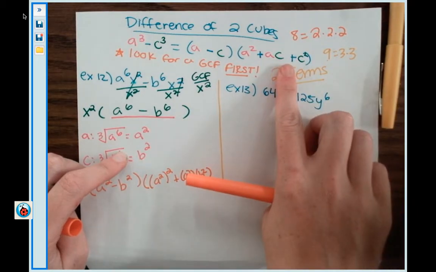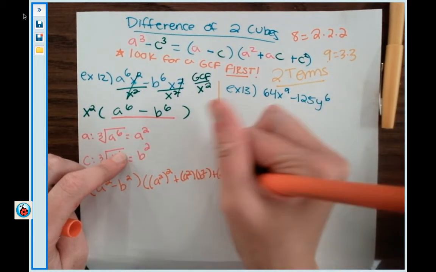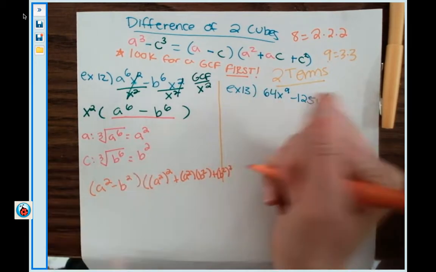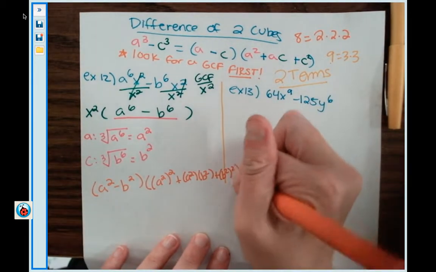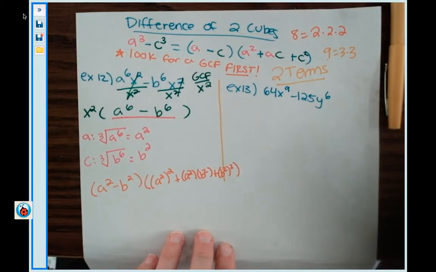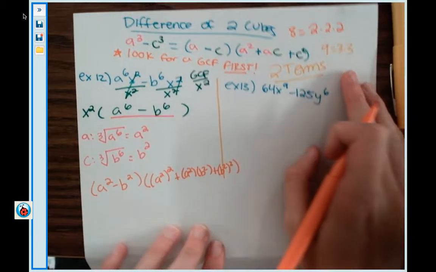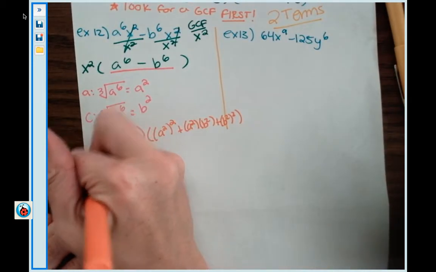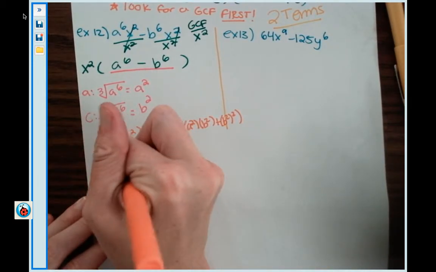Then the last part says to square the C term. So I'm going to square my C term, which is b squared. Okay, all we gotta do now is simplify, you guys, and then we're done. Now the first term's already simplified, so I'm just gonna bring it down: a squared minus b squared.